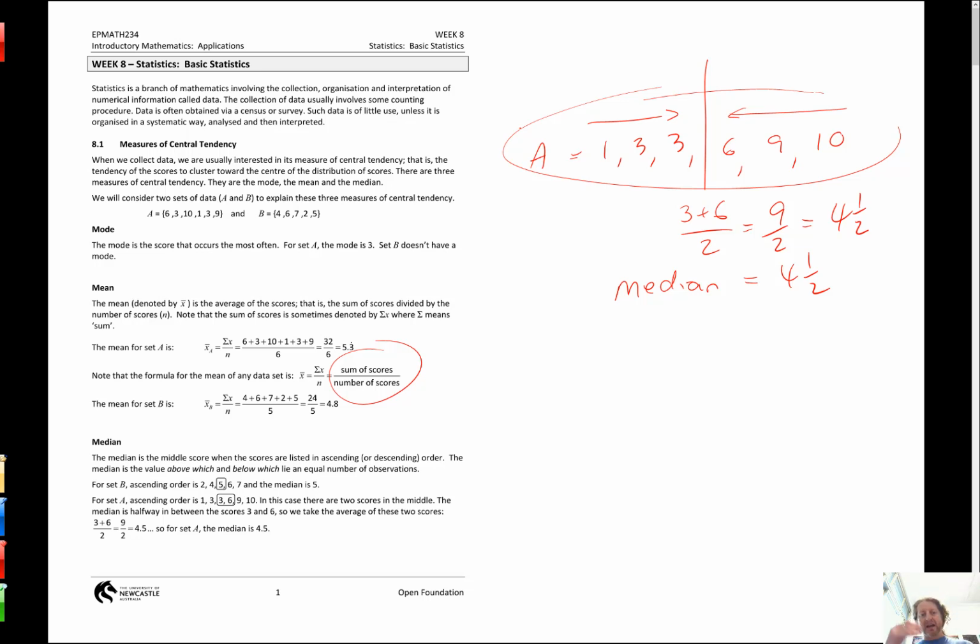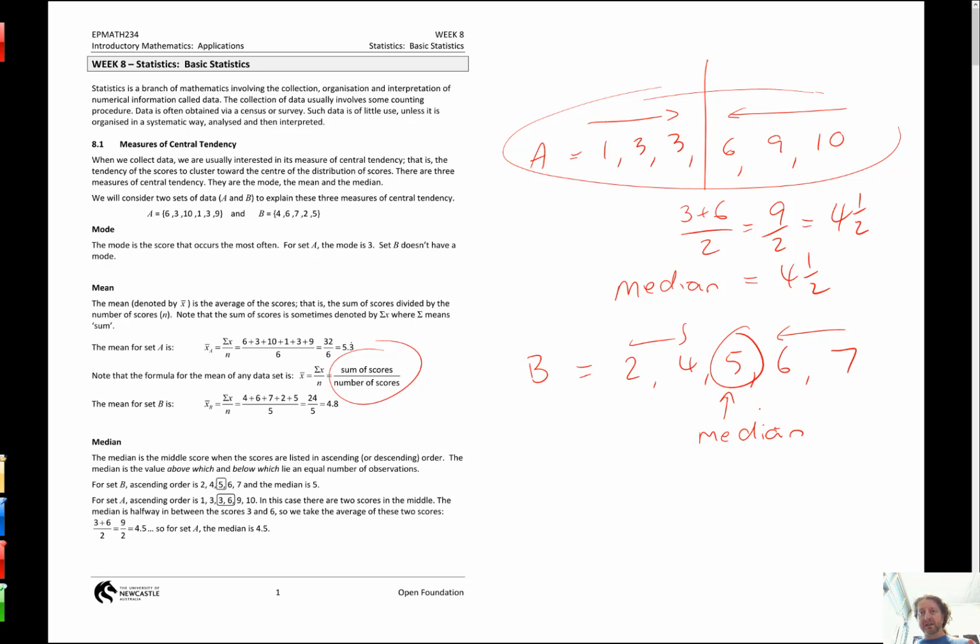I wish we'd swap set A and set B, because it's much simpler to look at set B. Set B is 2, 4, 5, 6, 7. Much easier there to find the middle number. Come in from each side, and 2 from each side, or the third number in from each side, however you want to say it, is 5. There's the median. So if you've got an odd set of numbers, the median is just slap bang in the middle. If I've got 5 numbers, it's the third number.